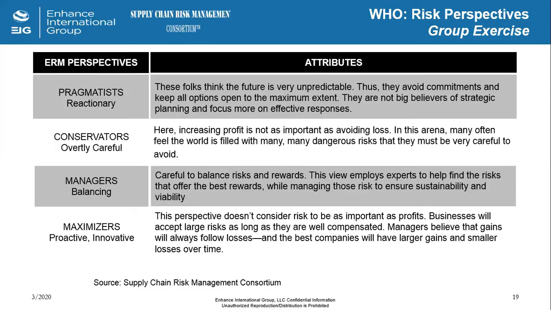Maximizers. This perspective doesn't consider risk to be as important as profits. Businesses will accept large risks as long as they are well compensated. Maximizers believe in this area that gains will always follow losses, and the best companies will have larger gains and smaller losses over time. So those are our 4 risk perspectives that we would like you to identify one in our polling, which we will get to in a minute. Those are the 4 perspectives.